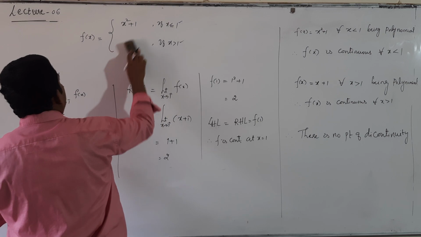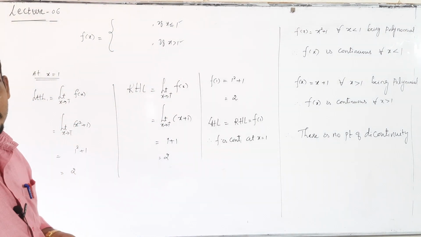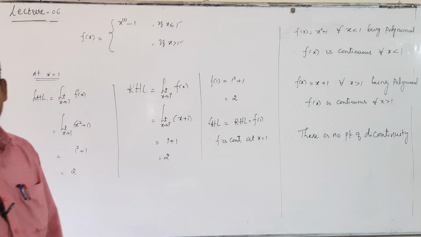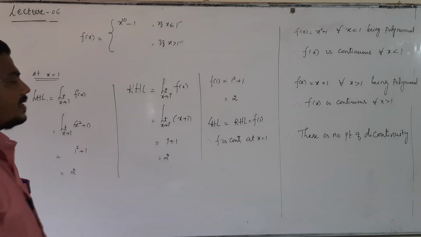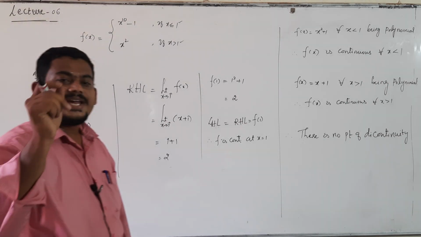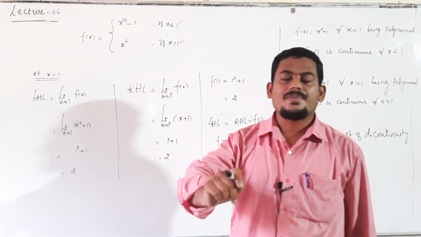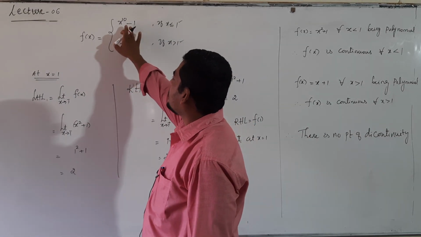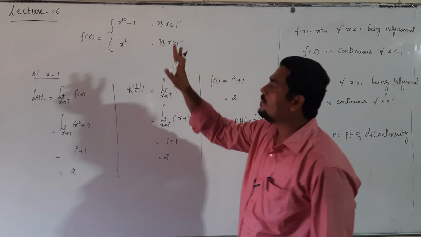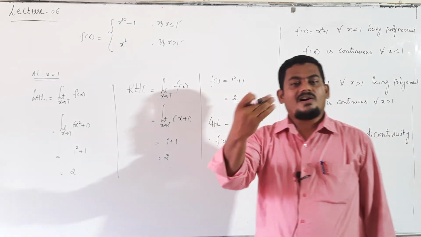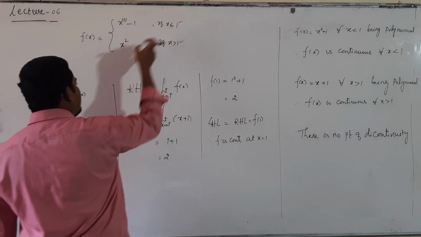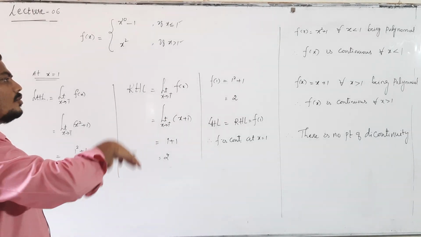Find all the points of discontinuity of the function f of x equal to x power 10 minus 1 if x is less than or equal to 1, x square if x is greater than 1. Find all the points of discontinuity. Again the same procedure only. At 1 check the continuity, after that less than 1 and more than 1 just write the sentence, right?